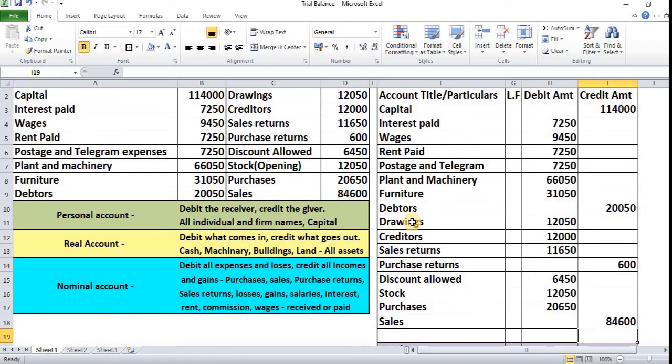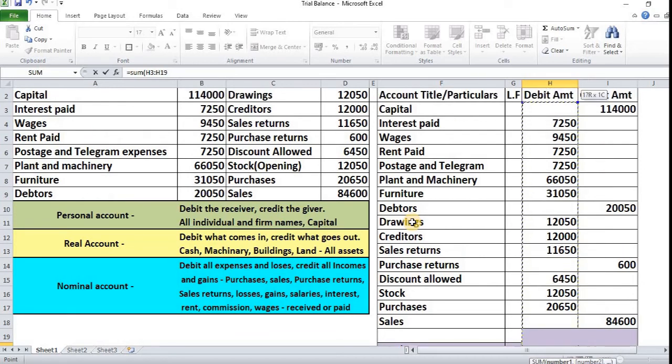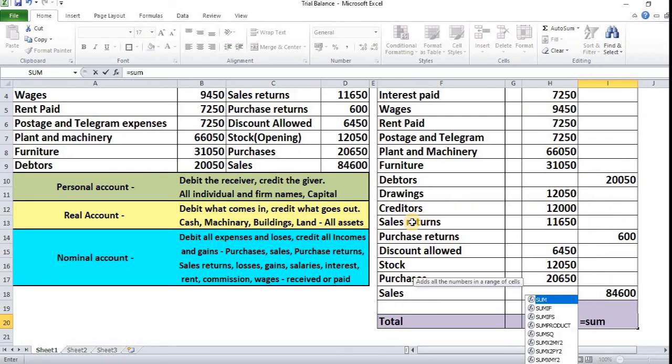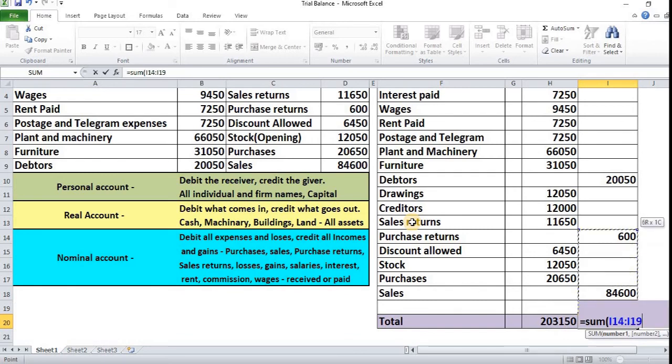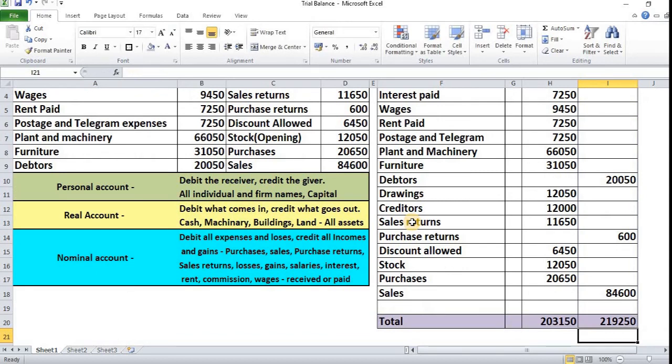Now we have to total the debit amount and credit amount separately and see if these are matching. Now the debit amount total is 2,03,150 and the credit amount total is 2,19,250, and it is not matching with each other. Now we have a difference of 16,100. So we will mention this difference under suspense account.